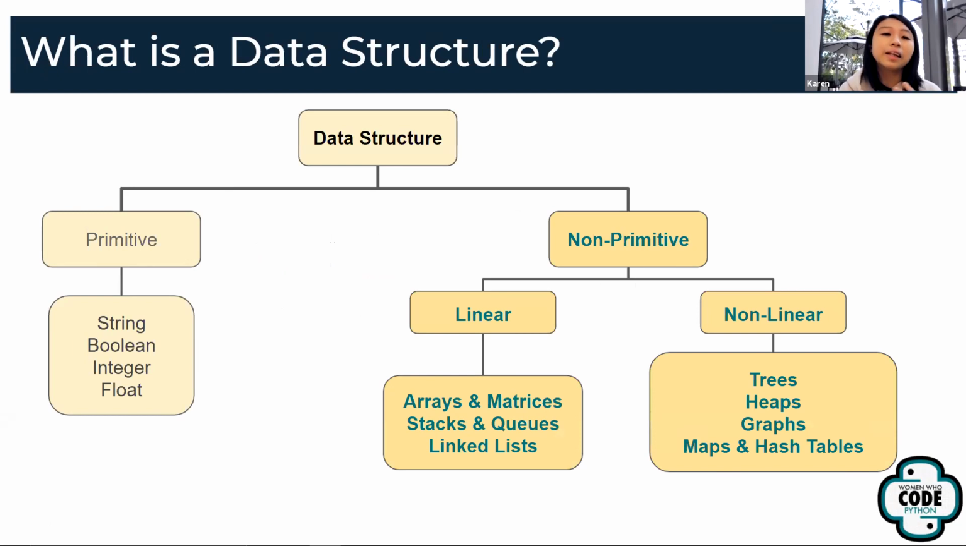This is a little chart on how data structures are usually defined. Primitive is straightforward, just one thing, because it usually represents just one value. The non-primitive one has two main categories, linear and non-linear. I think we mentioned this a little bit in session one. The non-primitive ones are the ones we will go through throughout the series.